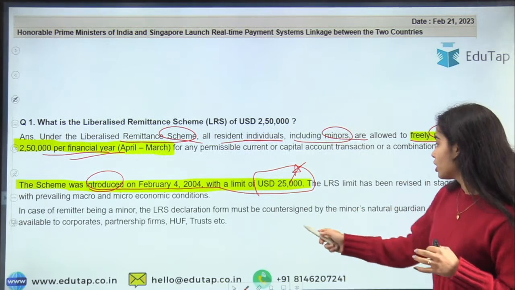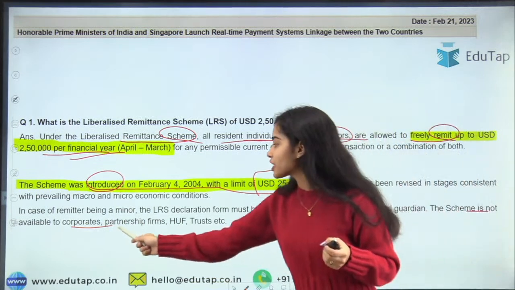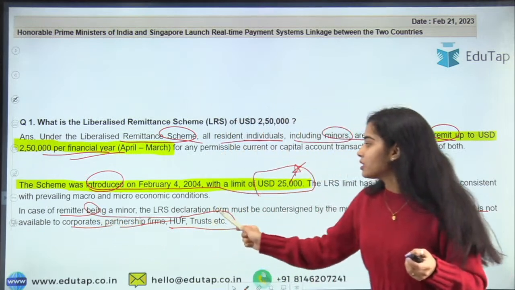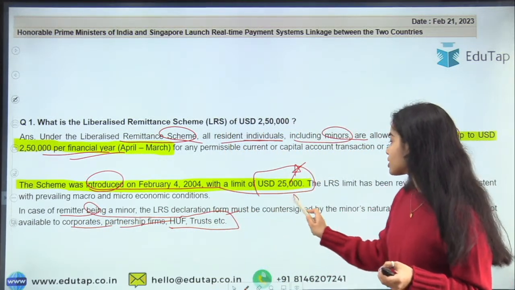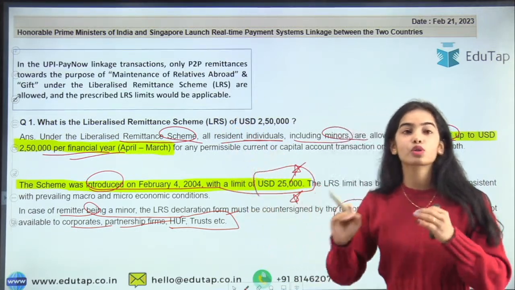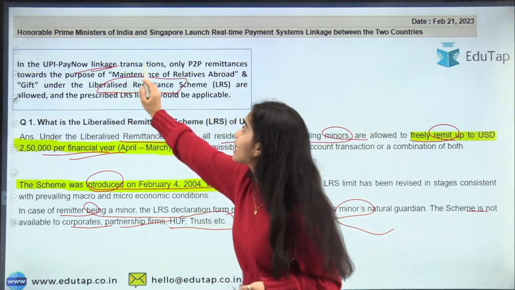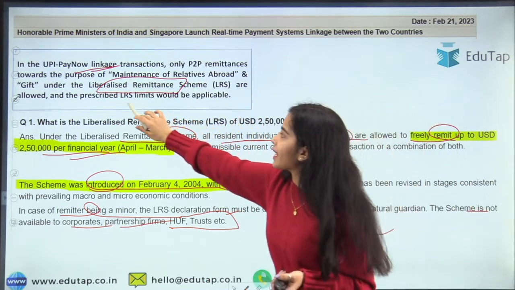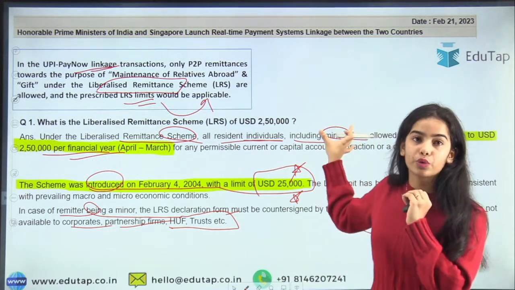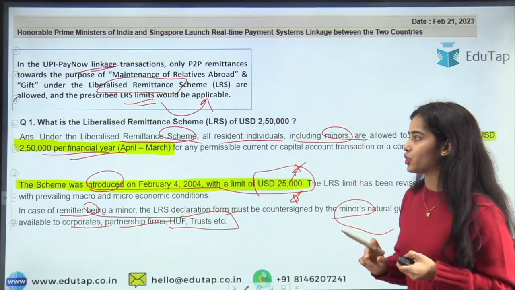This scheme is not available for corporates, partnership firms, trusts and the like. In case of the remitter being a minor, the LRS declaration is countersigned by the minor's natural guardian. I hope you have understood the Liberalized Remittance Scheme. Also remember the limit, because it will be followed in UPI PayNow linkage transactions too. The prescribed LRS limits will be applicable, so for a year the limit is USD 2,50,000, for one financial year.